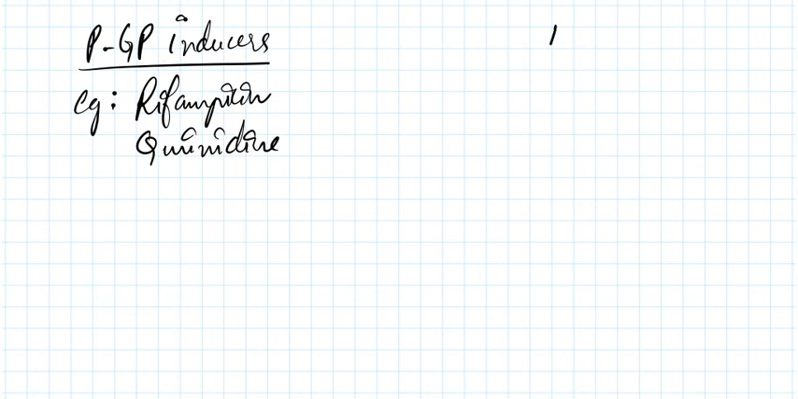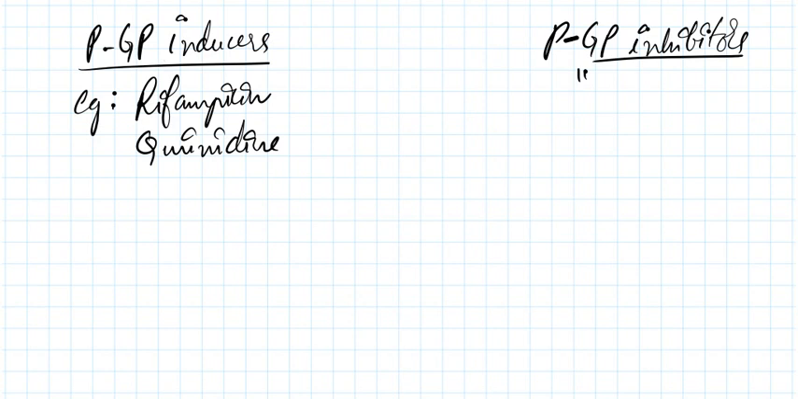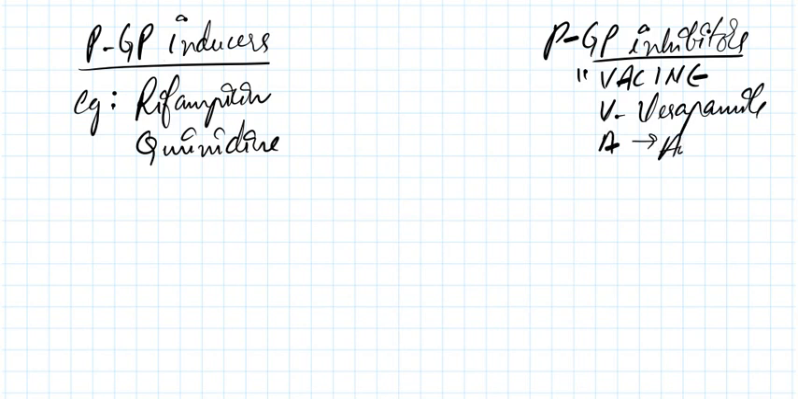Now what are PGP inhibitors? What are the examples for PGP inhibitors? You can remember it with the mnemonic VACCINE. V for verapamil, A for amiodarone. What is amiodarone?